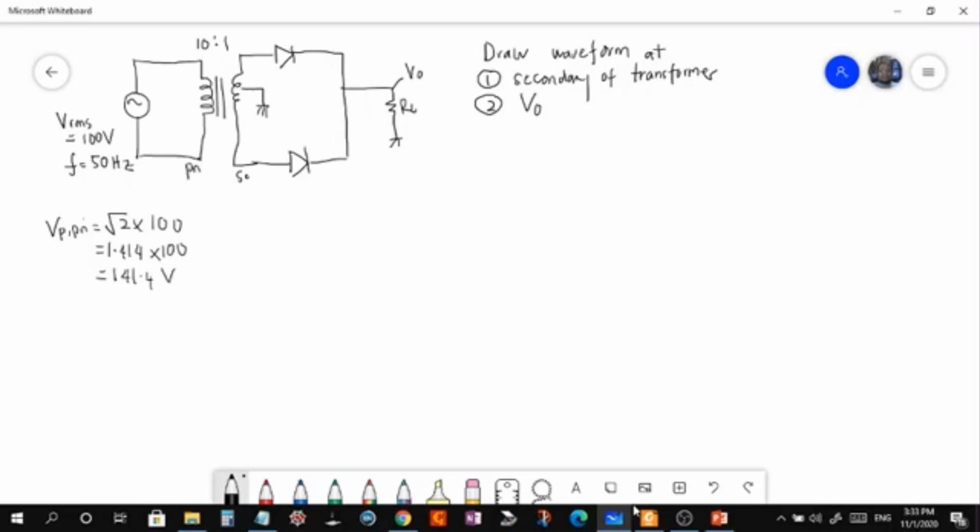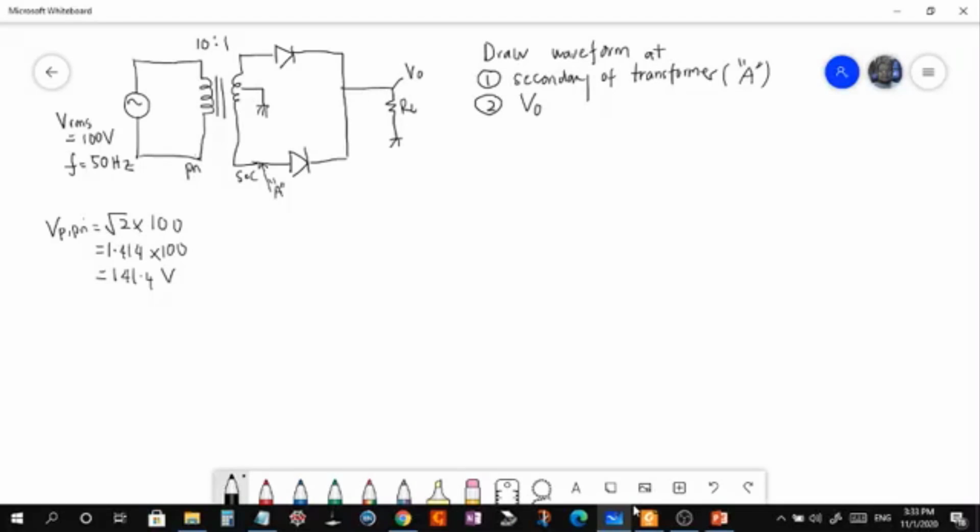And then this is at the secondary. Actually, question number 1 is not clear because we have two secondary points for the center tap. So let's consider the secondary tap at this point. I put this point A.